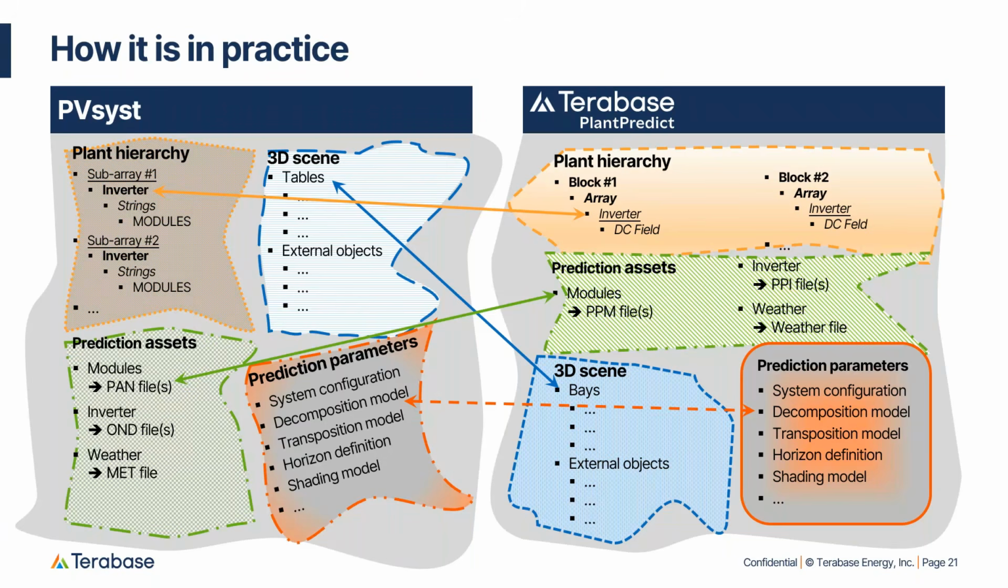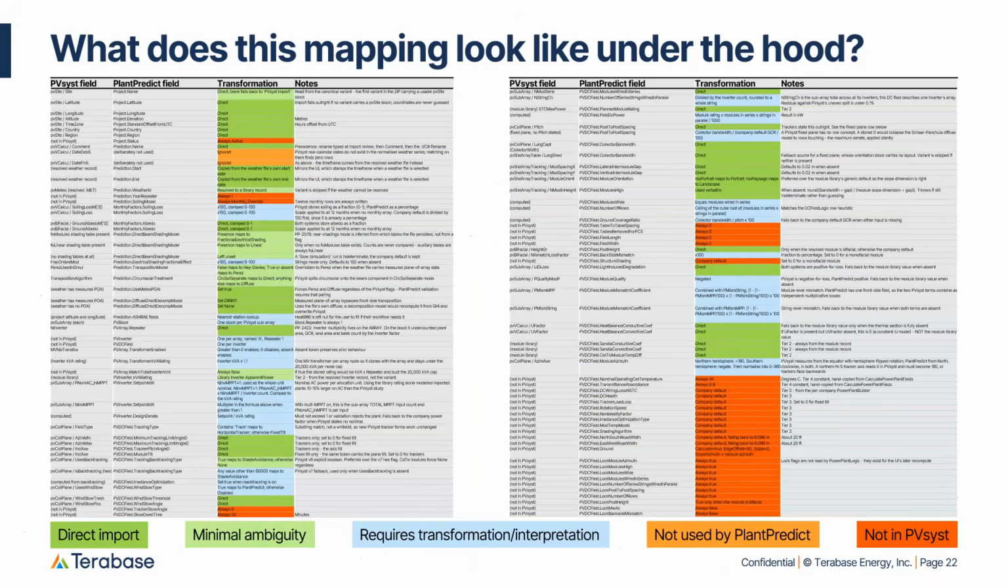So how does that work in practice? This is the full map. This is what our tool does behind the scenes. I'm not going to go into detail on that. The goal is just to show the complexity. Here you have about 100 properties of a PVsyst project or PlantPredict project, and each field corresponds. We made all these connections between all the fields.